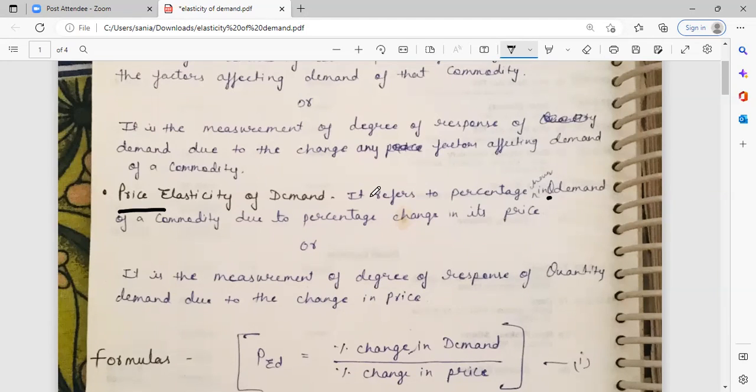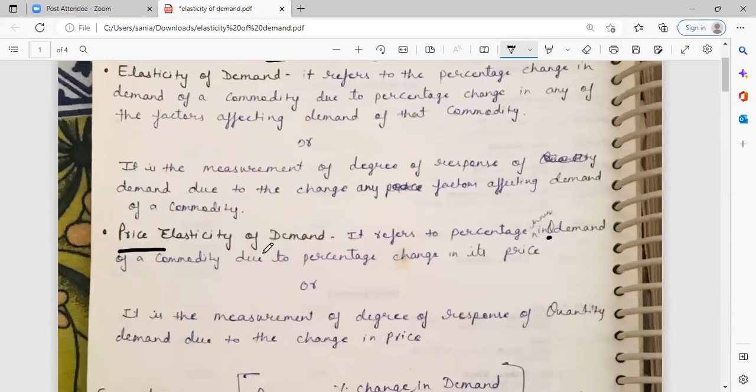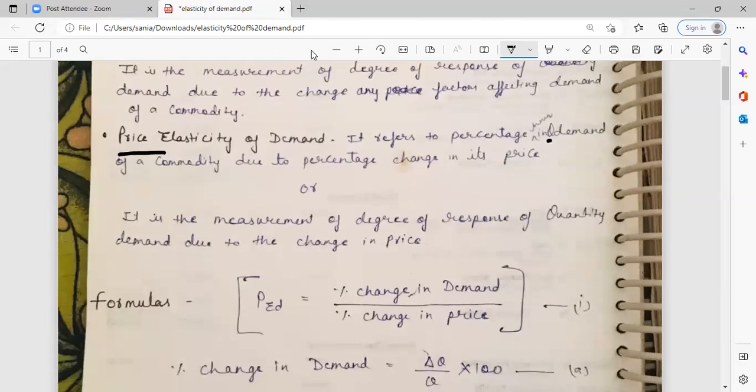If your demand increases due to price, you will say it is expansion in demand. If your demand decreases due to price, you will say it is contraction in demand, right? So similarly, of a commodity due to percentage change in its price, or you can say it is the measurement of degree of response of quantity demand due to change in the price. Clear? I hope you got the difference between elasticity of demand and the price elasticity of demand. Clear, guys? Yes, teacher. Okay. Ritika, getting it? Yes, ma'am.